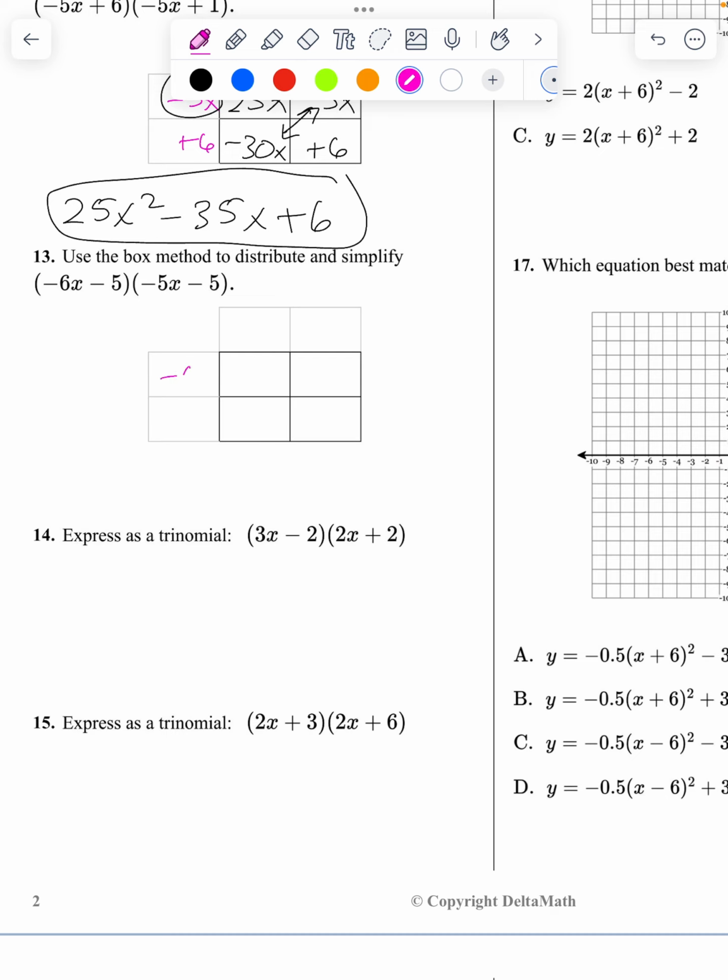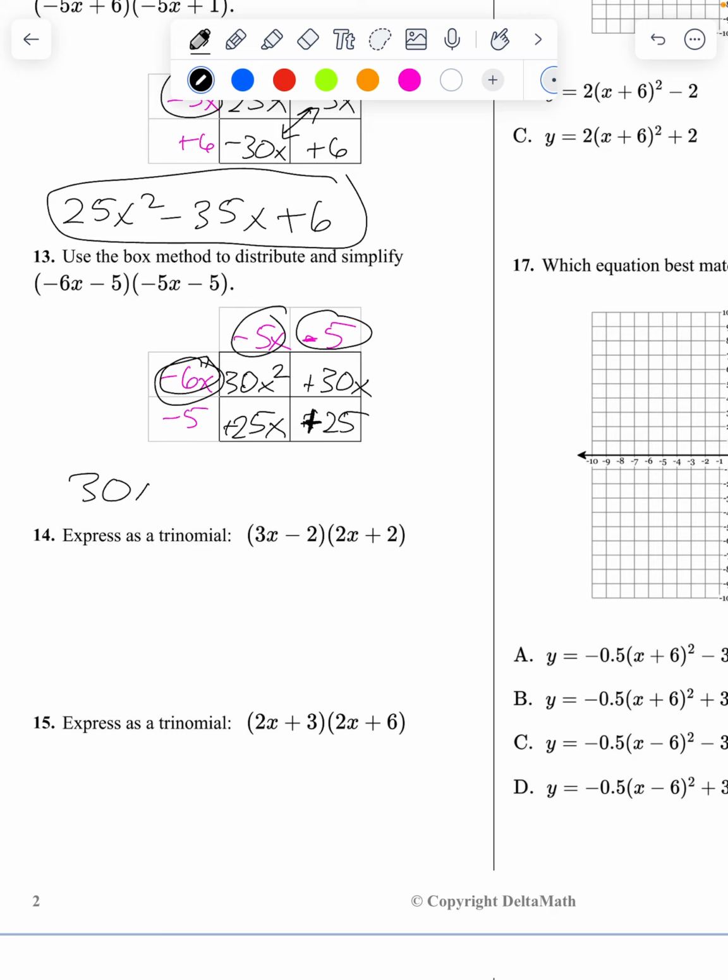And I went through that one fast. Negative 6x minus 5, minus 5x minus 5. Multiplying these two, I get 30x squared. Negative 6 times negative 5 is 30x positive. This will be 25x positive, and this will be plus 25. So I can write this as 30x squared, and then these two can go together because they're like terms, so this will be 55x plus 25.